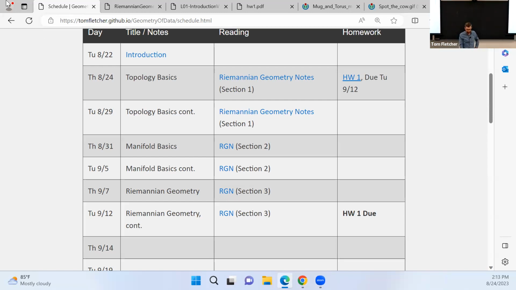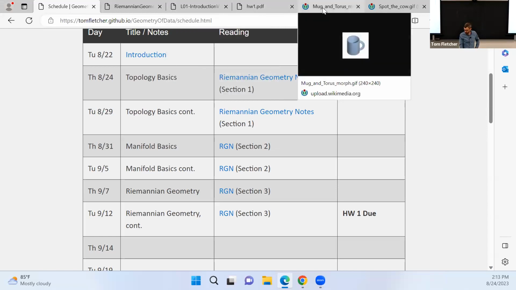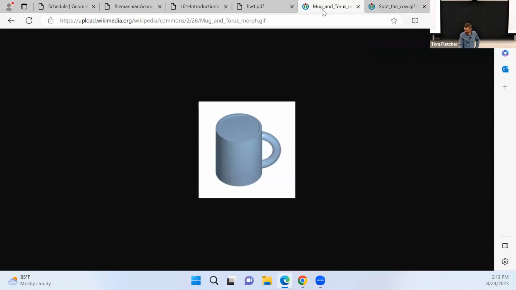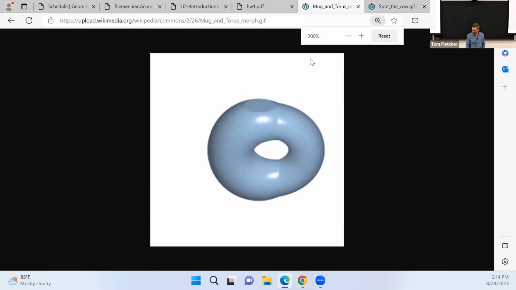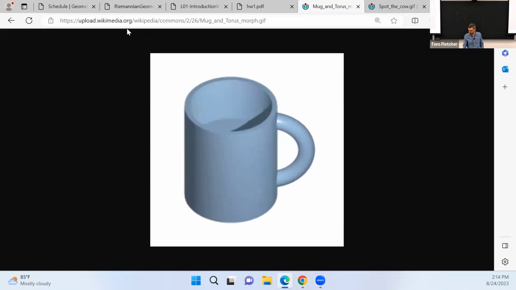I want to start out with a couple of visuals. So this used to be on the Wikipedia page for topology. They removed these little animations. I'm not sure why, but I dug them up. They're still on Wikimedia.